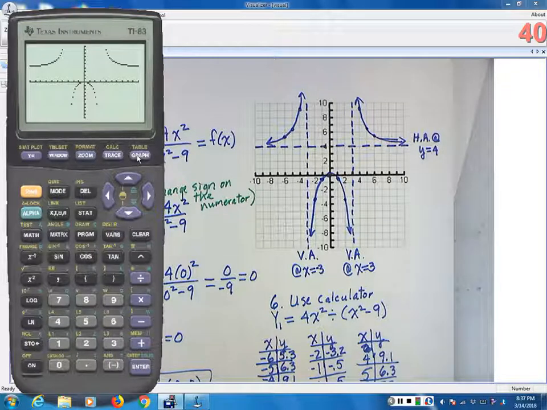Okay. So that's how you do the second page of your worksheet. That's due. And we're done. If you have questions.